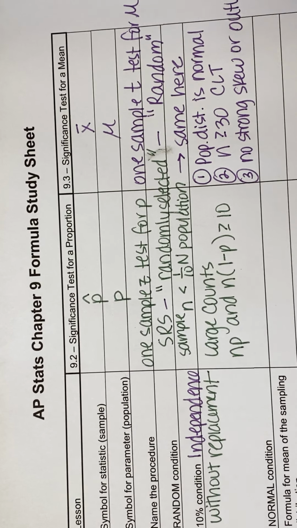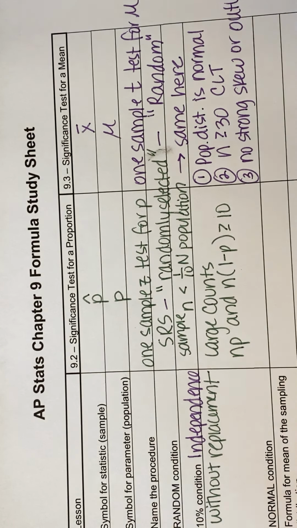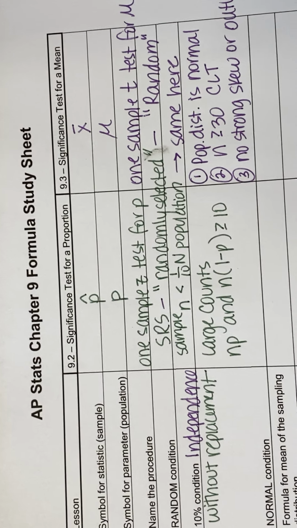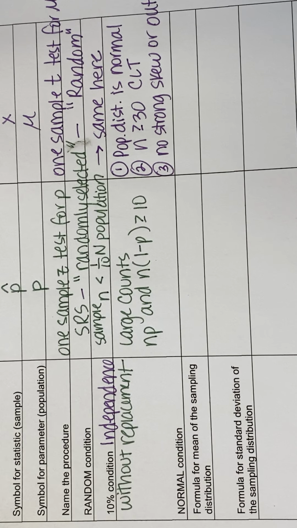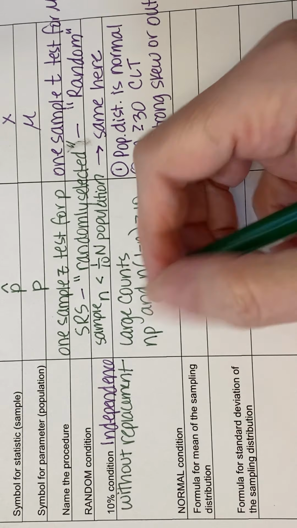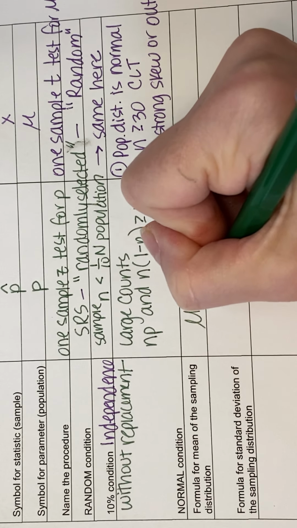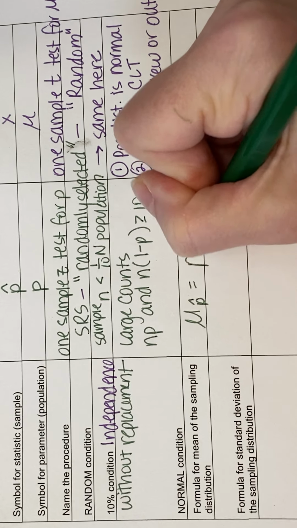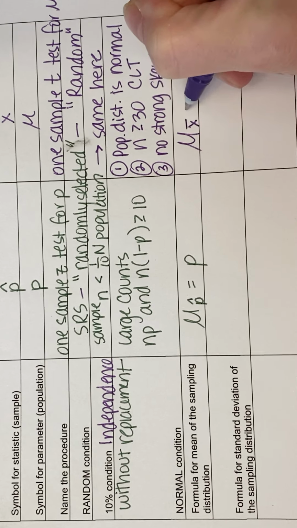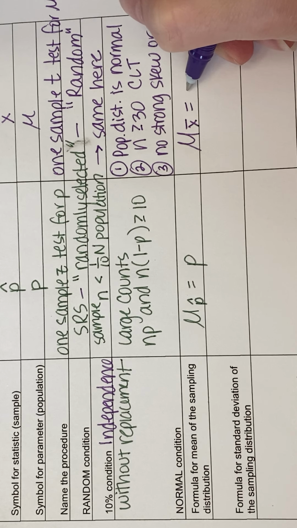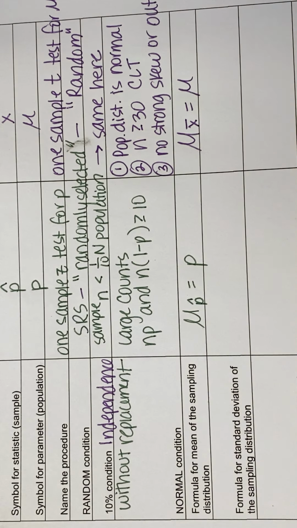So when you're checking your normal condition for means, many different scenarios can arise. All right, so the formula for the mean of the sampling distribution. The mean of p hat for proportions is going to equal p, but the mean of x bar for means is going to be mu.